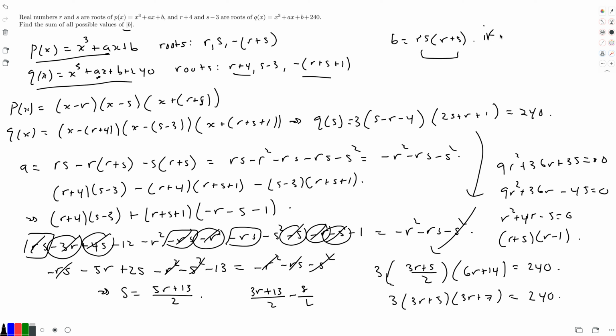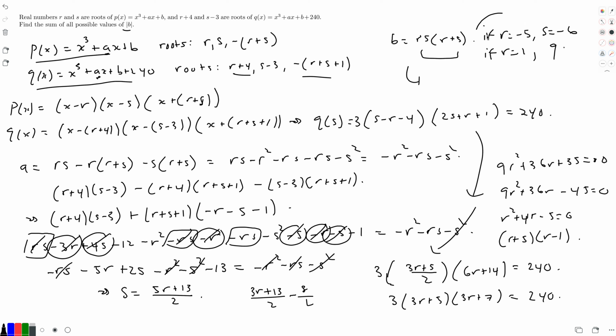If r is equal to negative 5, we'll just use this. That becomes negative 25 plus 13, negative 12 over 2. S is equal to negative 6. And if r is simply equal to 1, s will be 18 over 2, 9. So now we need to calculate all possible values of b.